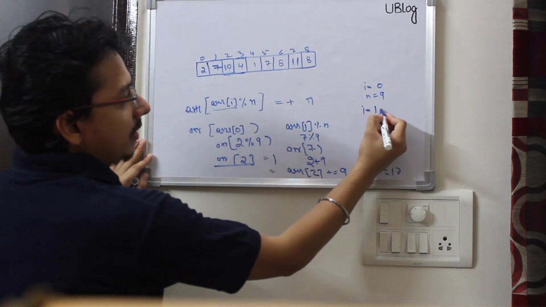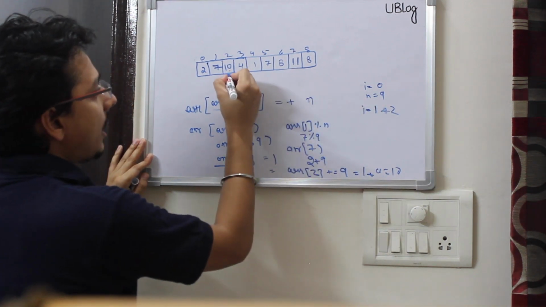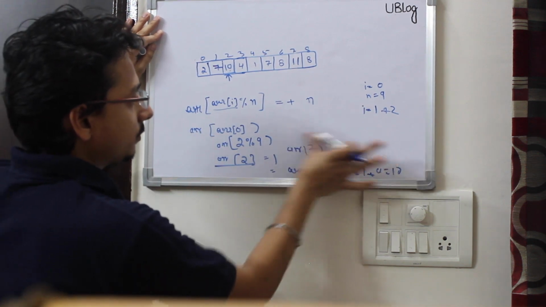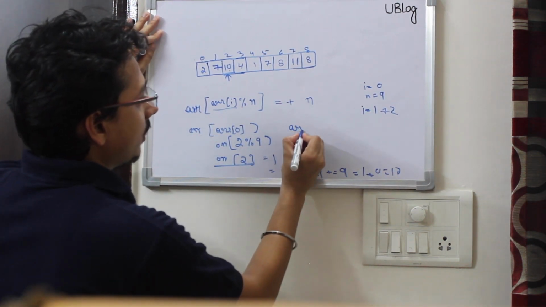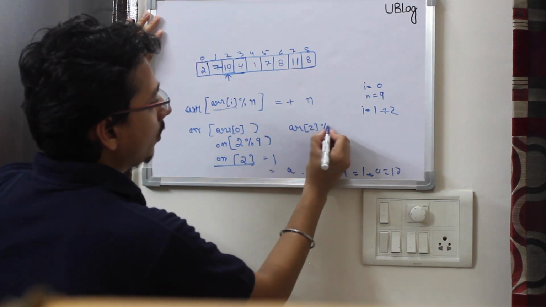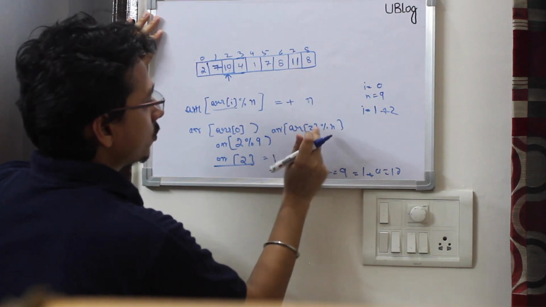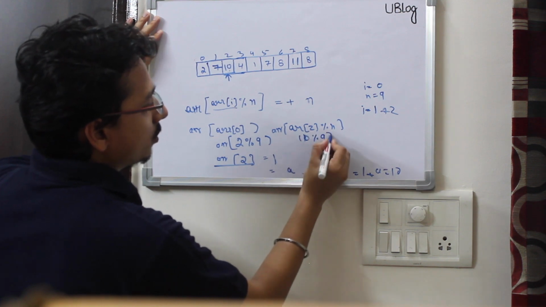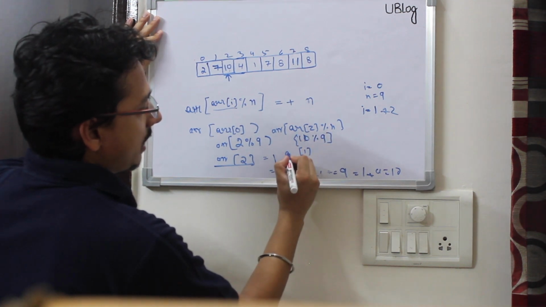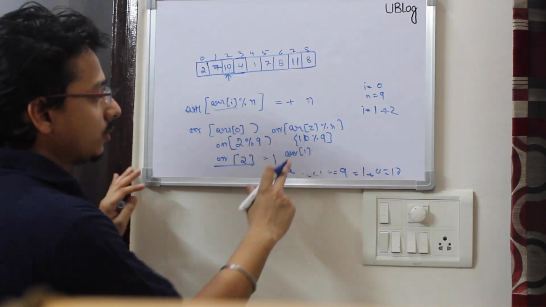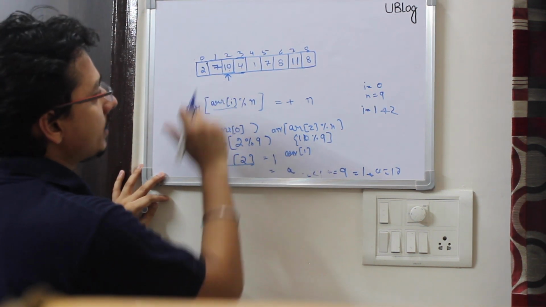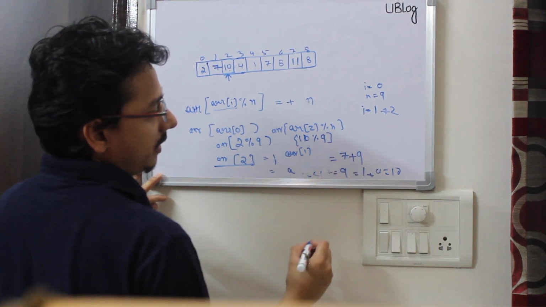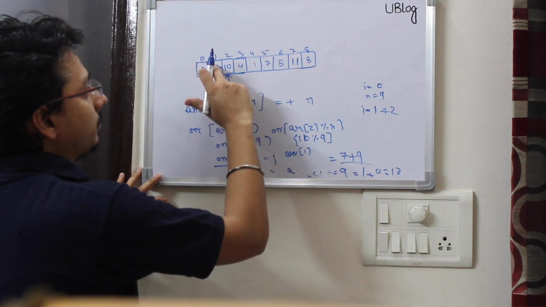Now my I will increase to 2. I am at this position. Using this formula, I will be doing array of 2 modulo n. So what is array of 2? It is 10. What is modulo 9? So 10 modulo 9 is 1. So what I'd like to find is array of 1. What is array of 1? It is 7. So basically I'll do 7 plus 9, which makes it 16.